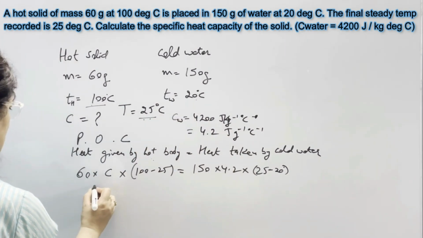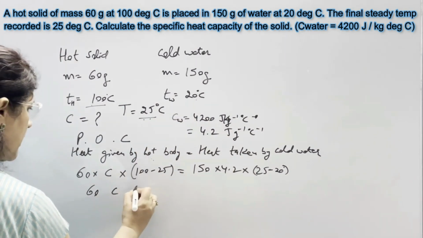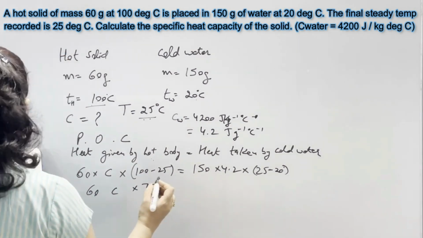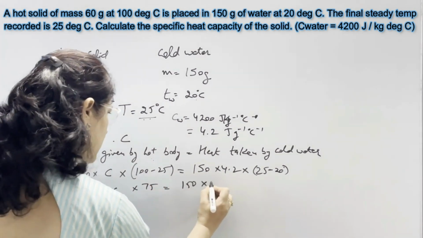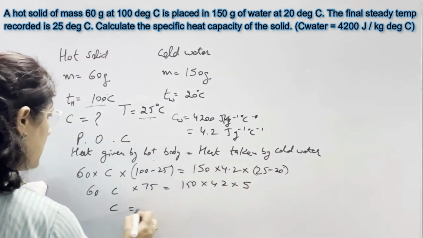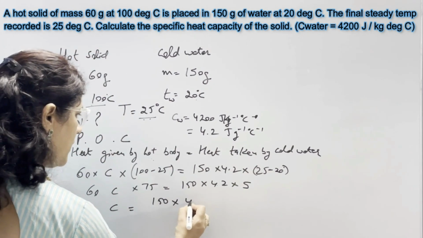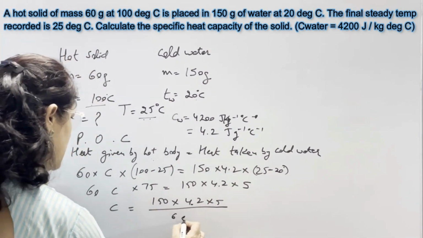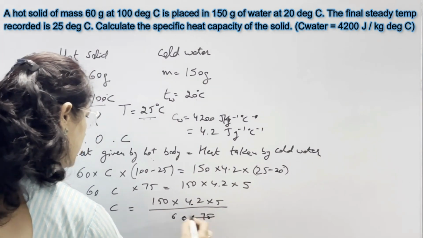Now, the calculation part is left. 60, C and 100 minus 25 is 75. And on this side, 150 into 4.2 into 25 minus 20 is 5. Now, C is equal to 150 into 4.2 into 5 divided by 60 into 75.